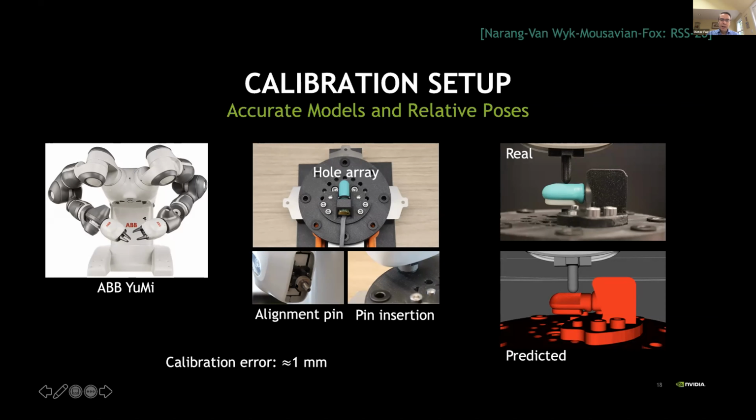And then by inserting that pin into these holes, as you can see here on the right, and doing this for all of them, you can estimate a very, very precise position of the BioTac relative to the YuMi. So he found that the calibration error is about 1 millimeter over the whole relative pose of the YuMi and the BioTac sensor.